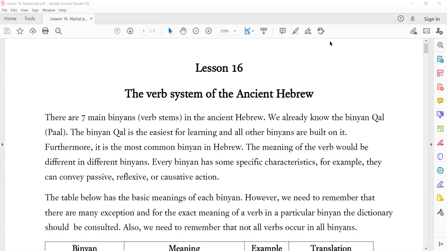So now we start studying other binyanim, or binyans, of ancient Hebrew. And I need to tell you that there are seven main binyanim in ancient Hebrew. The first one that we study is called Pa'al, or sometimes it is called Kal.